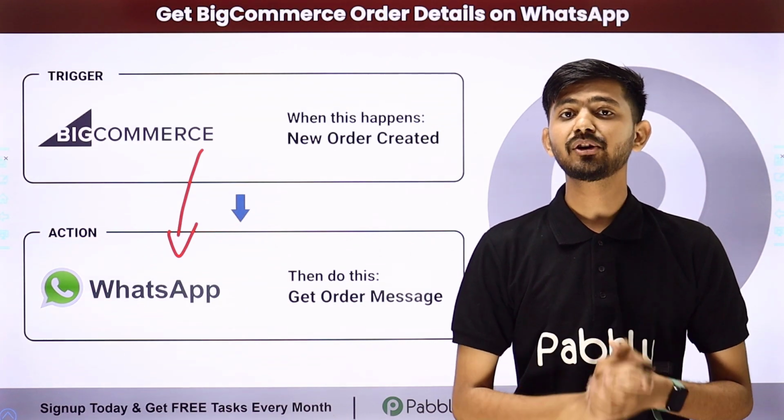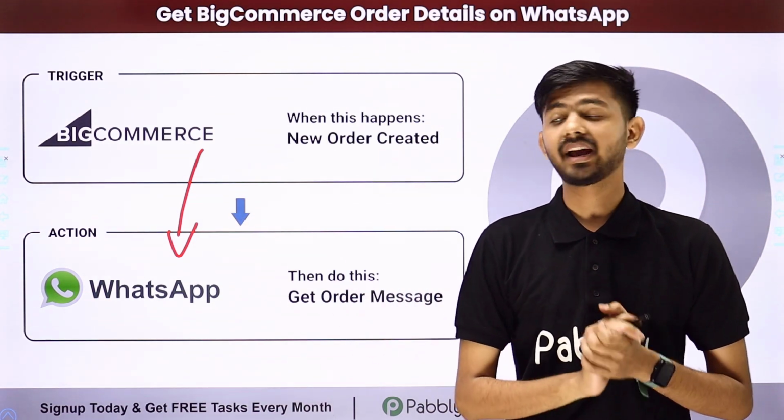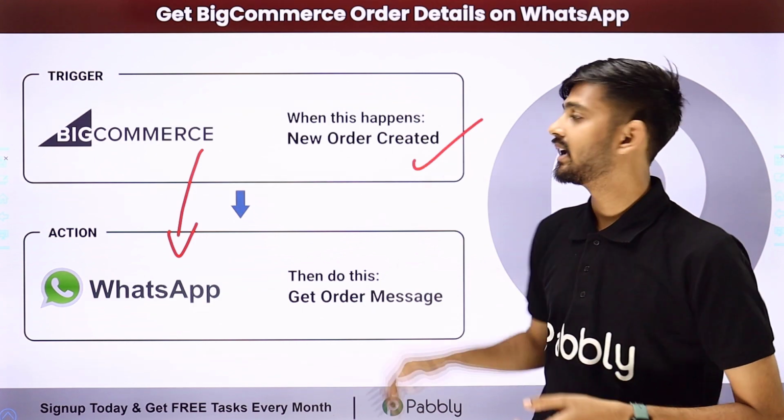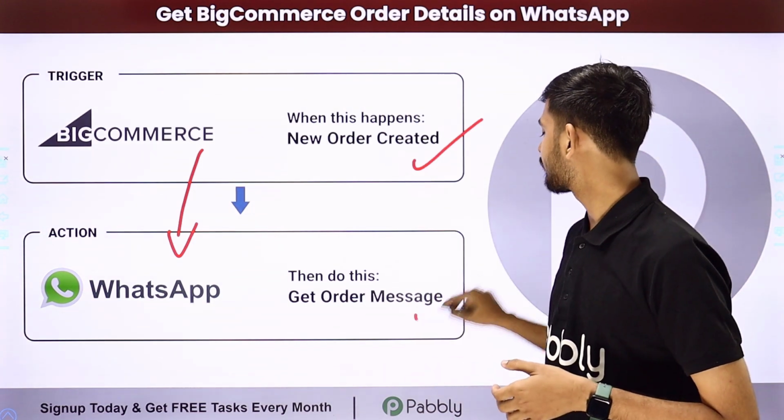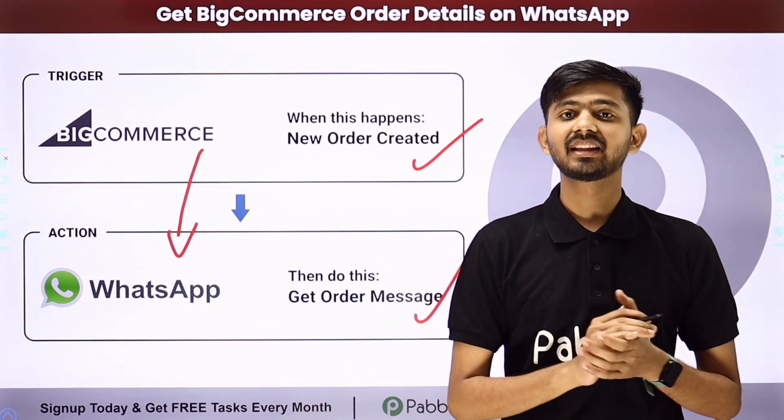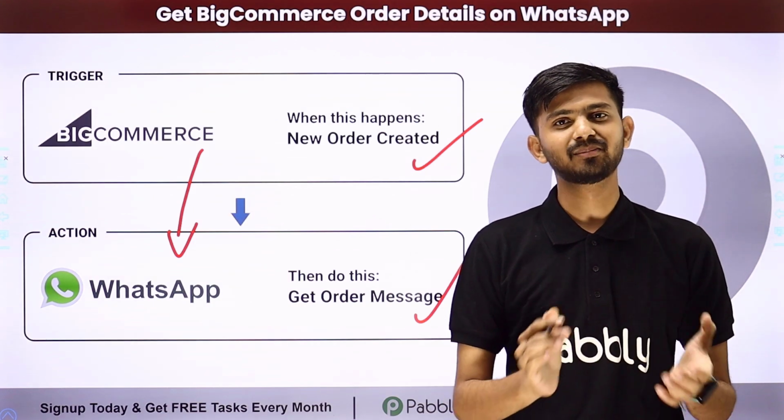In Pabbly Connect, I'm going to use trigger and action. In trigger application, I'm going to use BigCommerce. In action application, I'm going to use WhatsApp Cloud API. So how I'm going to build this connection? For that, let me take you to my computer screen.